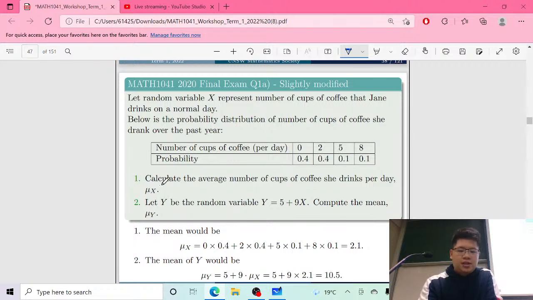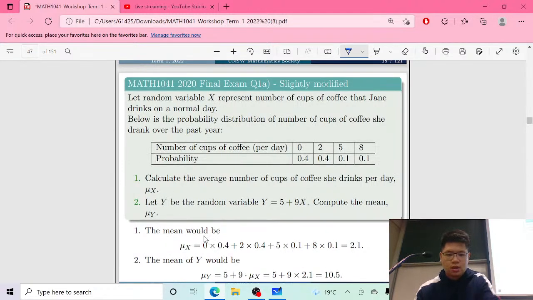The first question asks us to calculate the average number of coffee cups she drinks per day, mu x. But I'm not really interested in that because we talked about how we calculate the means already. You're just taking the xi's and multiplying by the probability of x being xi, right here. You're just repeating this entirely, and you would get this value right here, 2.1, if you calculate from this table. What's interesting is that, again, look at this. If you have a new random variable y that is made out of a linear combination of x, you don't have to make a new table, right?